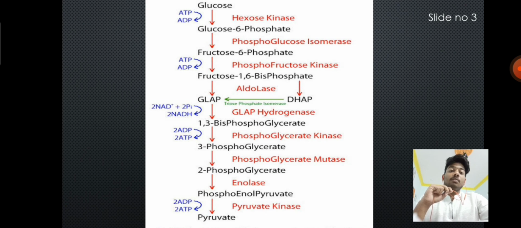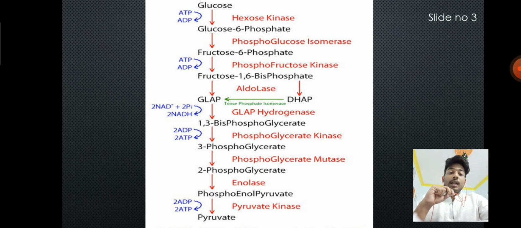1,3-bisphosphoglycerate is further converted into 3-phosphoglycerate in presence of enzyme phosphoglycerokinase. During this process, another molecule of ATP is generated. This 3-phosphoglycerate is converted into 2-phosphoglycerate by enzyme phosphoglyceromutase. 2-phosphoglycerate is converted into phosphoenol pyruvate by enzyme enolase. Finally, this phosphoenol pyruvate is converted into pyruvate by enzyme pyruvate kinase. During this process, a molecule of ATP is generated.